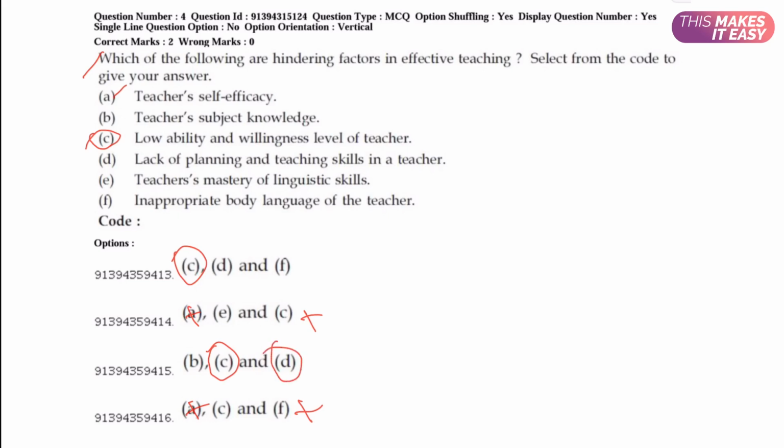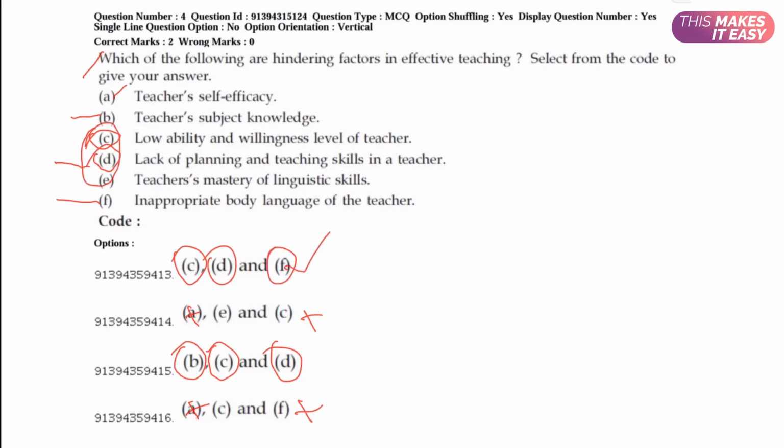D is common, so we will not discuss D at all; that is also correct. Now we have been left with F and B. Teacher's subject knowledge is not a hindering factor. So where there is B, we will knock out that option. So we have been left with the first option, that is the correct answer.